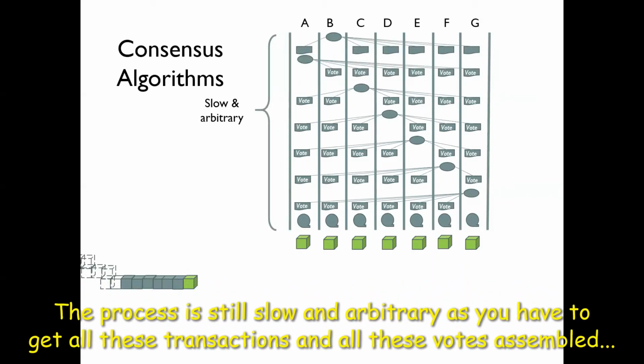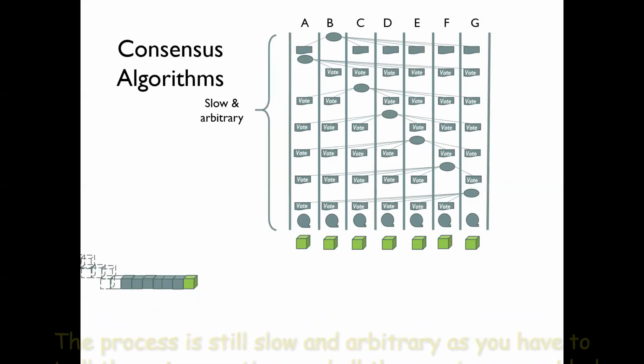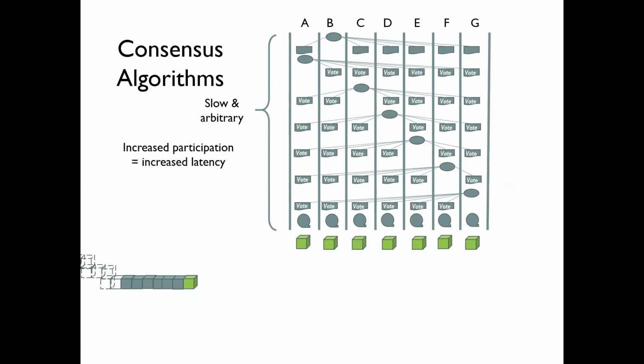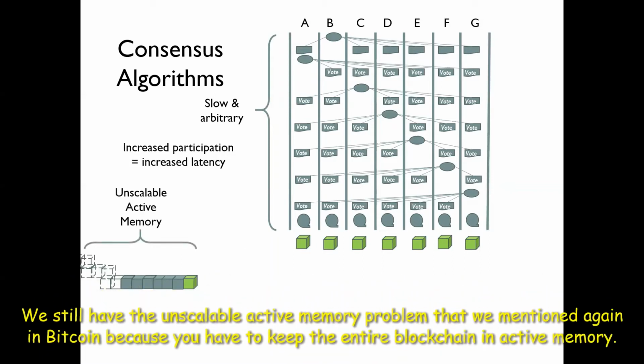The process is still slow and arbitrary because you have to get all these transactions and all these votes assembled. And increased participation actually increases the latency. Obviously, the more participants and more votes there are, it's going to take longer. We still have the unscalable active memory problem that we mentioned again in Bitcoin, because you have to keep the entire blockchain in active memory.